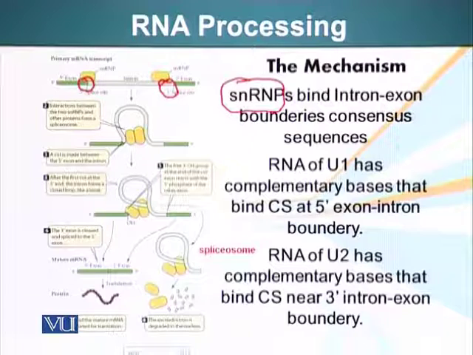Introns have consensus sequences. Consensus sequence means conserved sequences. All introns have the same sequence at the 5' end, and a different sequence at the 3' end. All introns' 3' end will have the same sequence. All introns at the 5' end will have a different sequence from the one on the 3' end. So when the binding takes place, these two SNRP molecules come together.